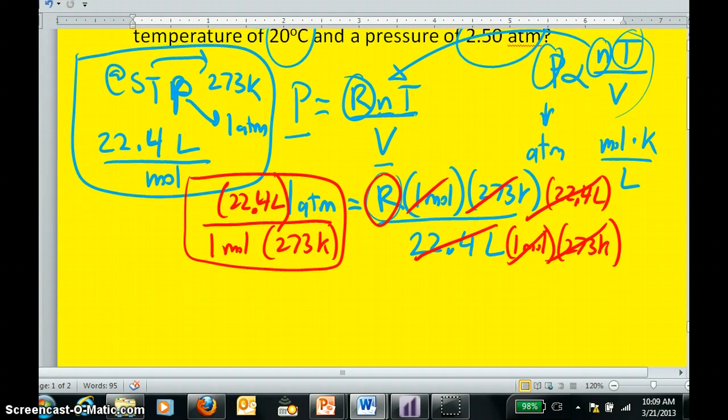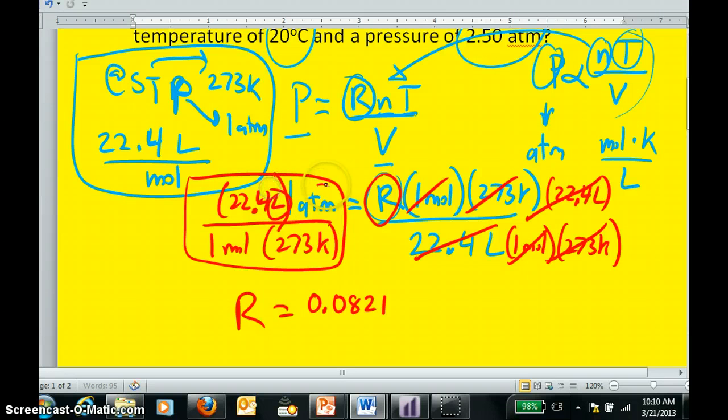So very simply, the constant would equal 22.4 divided by 273 essentially, which rounds off to 3 digits of 0.0821. But most important is that you recognize the units of the constant.